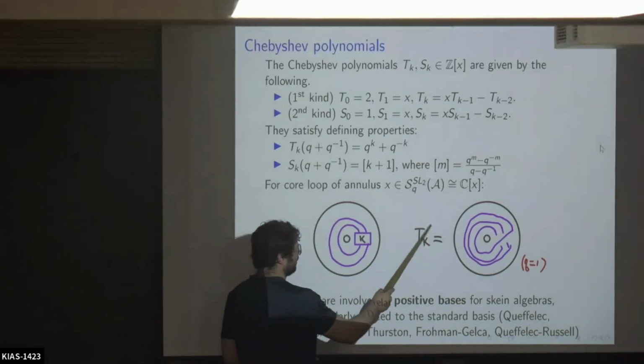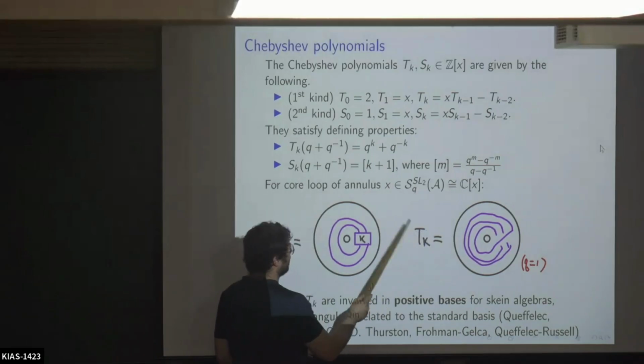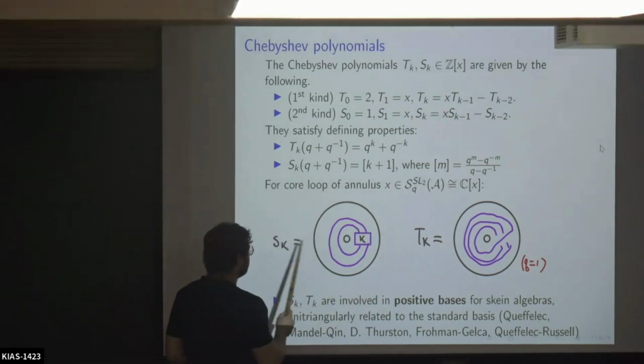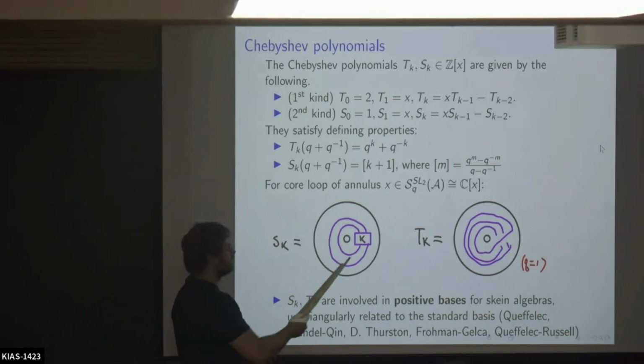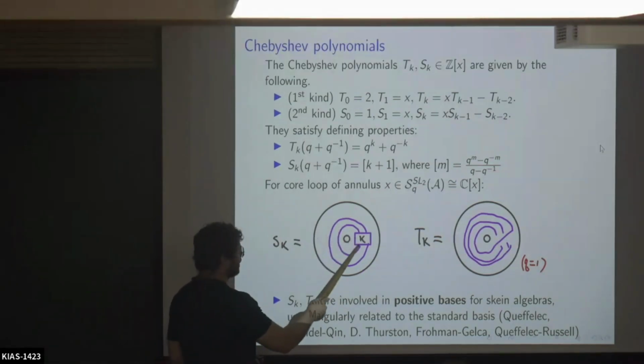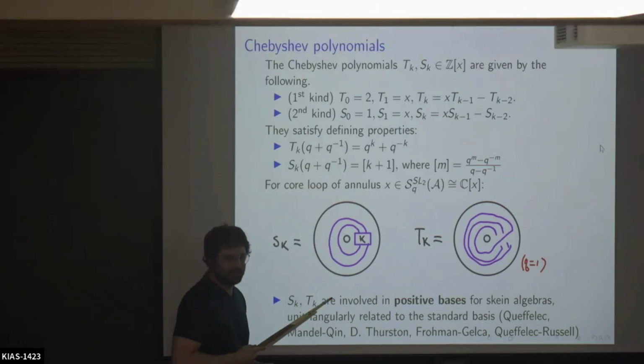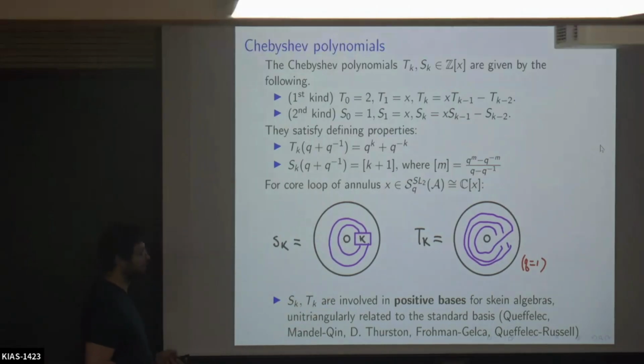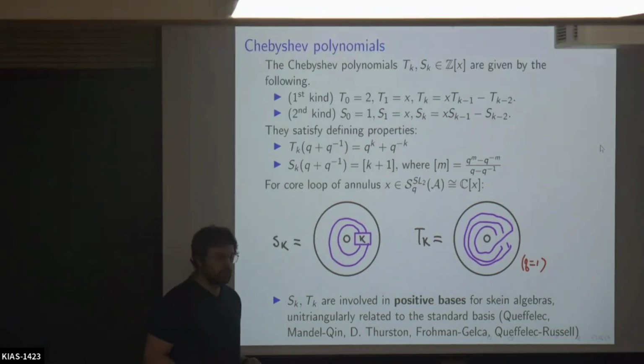But there is a relationship that T_K equals S_K minus S_{K-2}. So you could rewrite T_K as this picture minus the picture with K replaced by K minus 2. In the general case, what is q? Oh yeah, q is a complex number.